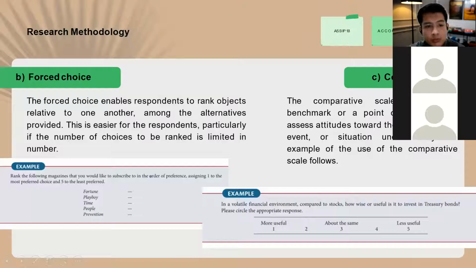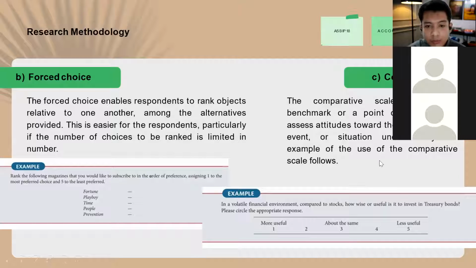Next slide. And the second ranking scale is forced choice. The forced choice enables the respondent to rank objects relative to one another among the alternatives provided. This is easier for the respondent, particularly if the number of choices to be ranked is limited in number. And the third is comparative scale. The comparative scale provides a benchmark or a point of reference to assess attitude toward the current object, event, or situation under study. An example of the use of the comparative scale follows below.